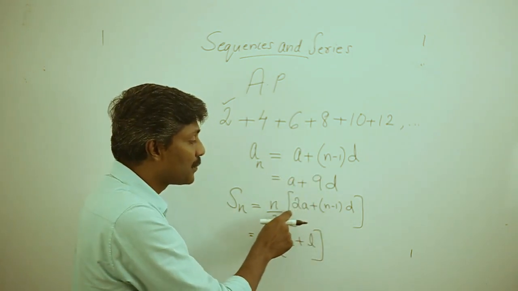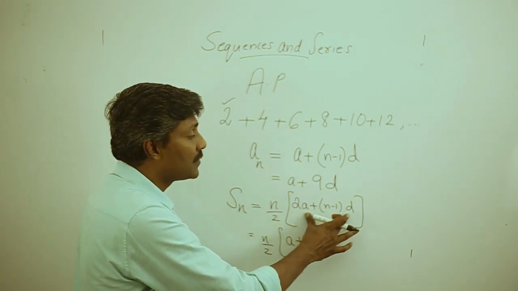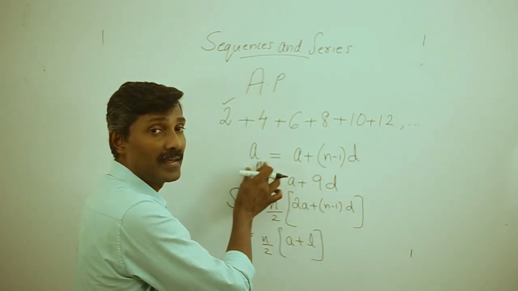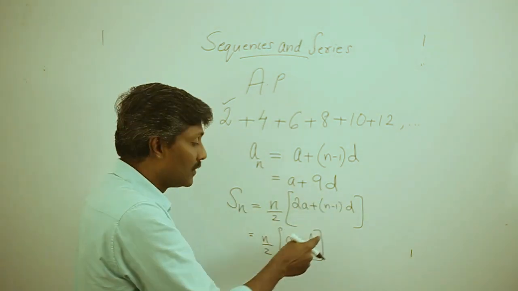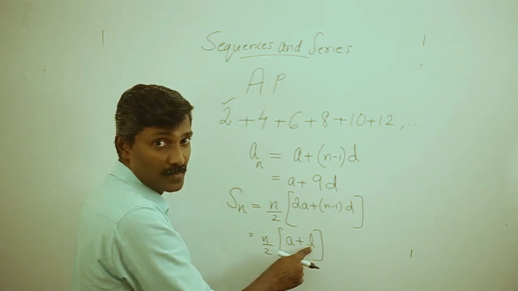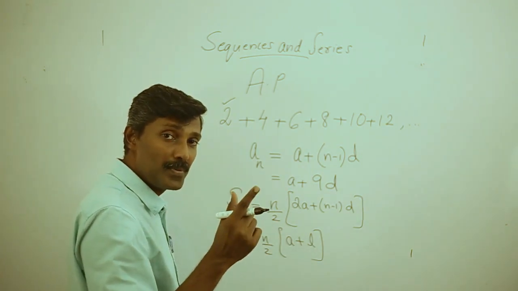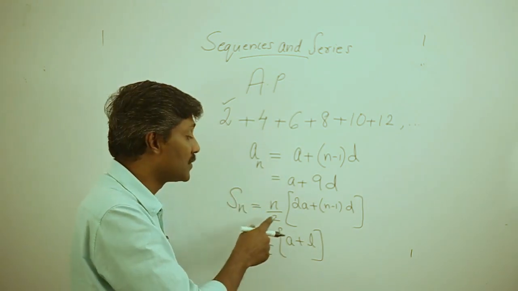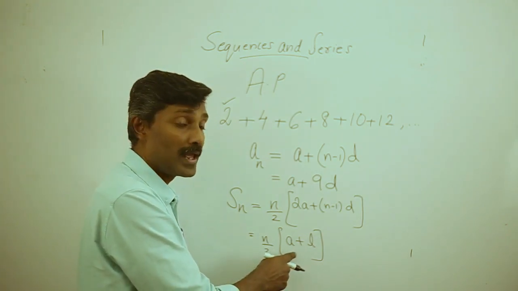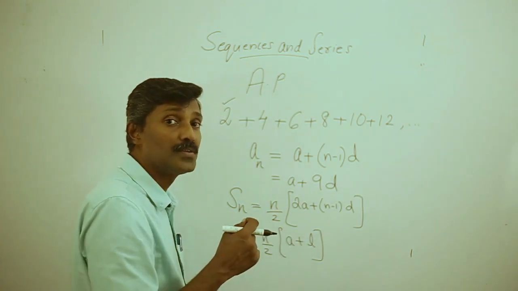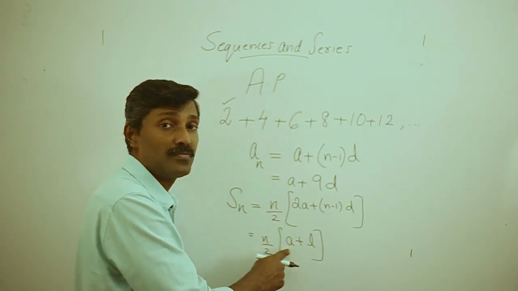If you split this 2a as a plus a, then a plus n minus 1 into d is nothing but an. So this becomes a plus an, where an is the last term, the nth term. So to find the sum of n terms of an AP, you can use both these equations: n by 2 into 2a plus n minus 1 into d, or n by 2 into a plus the last term, provided you know the last term or you can find it. And you also need to know the first term.